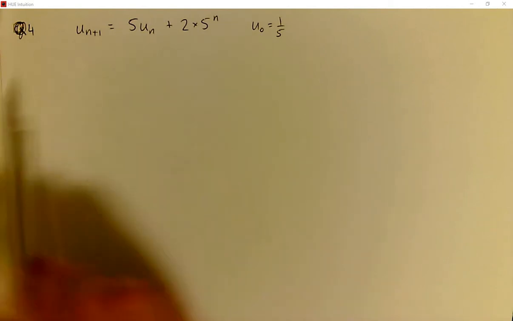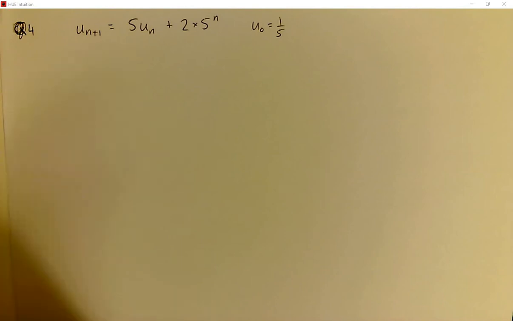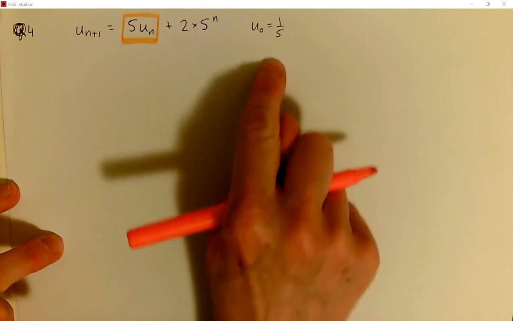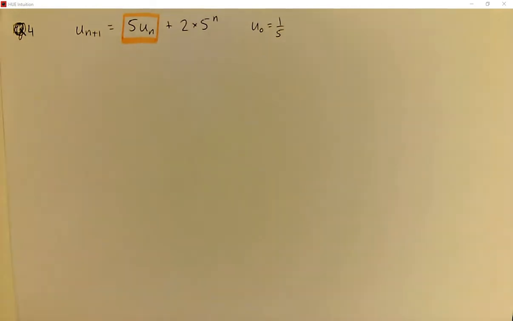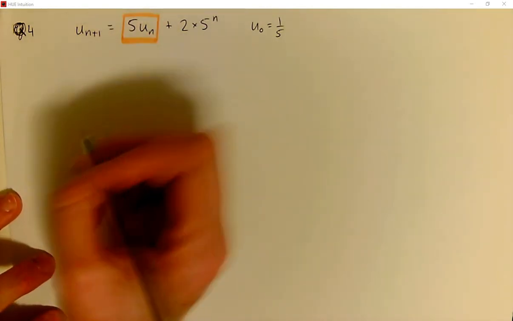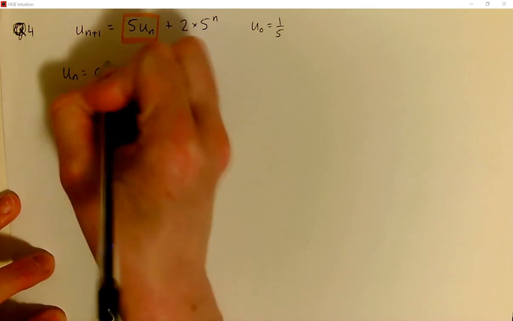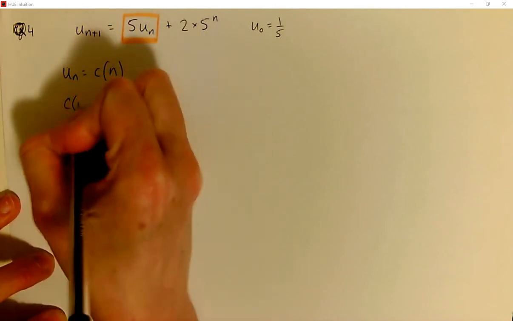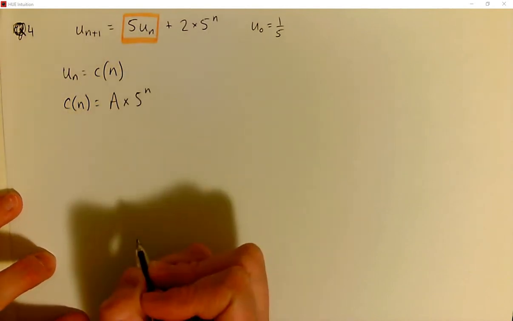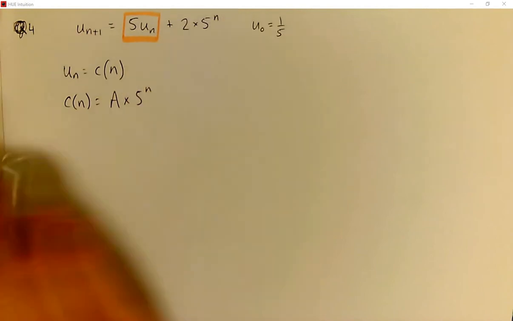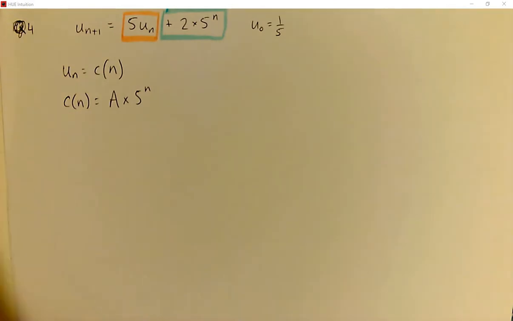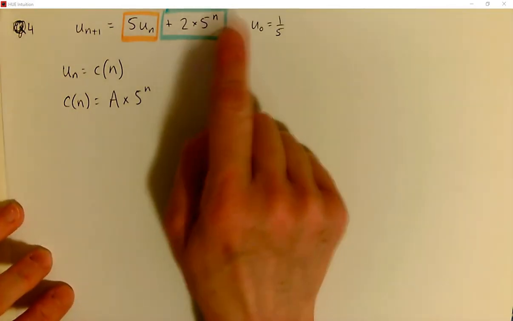Okay, so this time our non-homogeneous part here shows that we're multiplying by 5 as we go from term to term, and so we know we've got to have a power of 5 as our complementary function. So the complementary function here will be some arbitrary constant times 5 to the power of n. And now if we look at the non-homogeneous part, we can see that we've got a multiple of 5 to the power n.